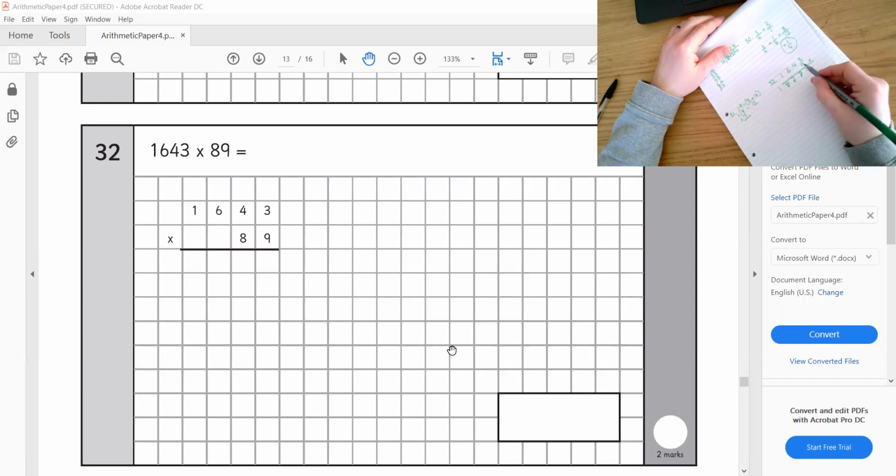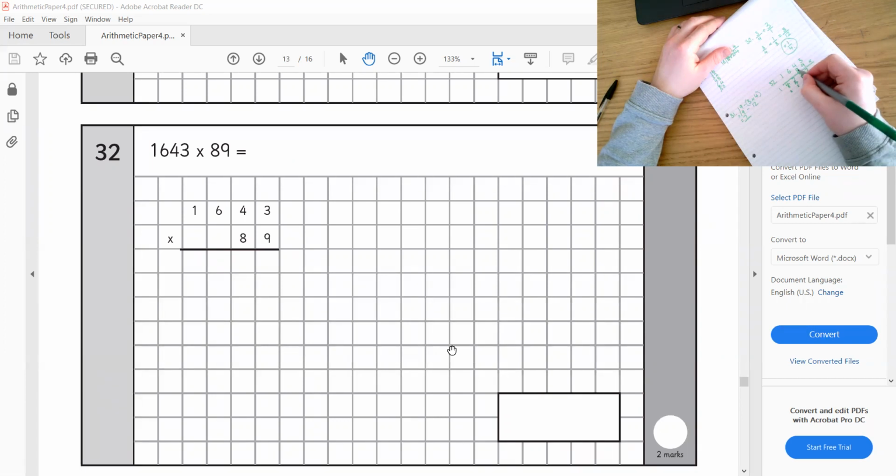Okay, so I've timesed by 9, now I'm timesing by 80. Because I'm timesing by 10's number, I put my 0 on the end already. Now I just times by 8. 3 times 8 then is 24. 4 times 8 is 32, 33, 34.